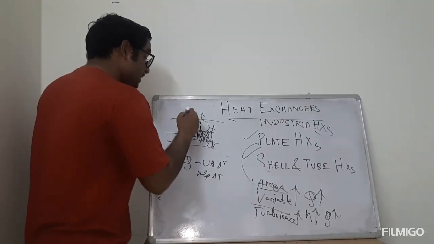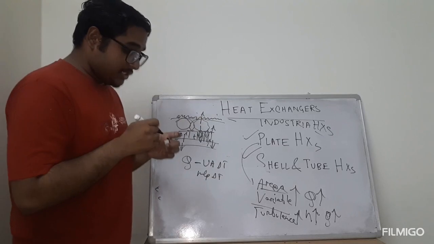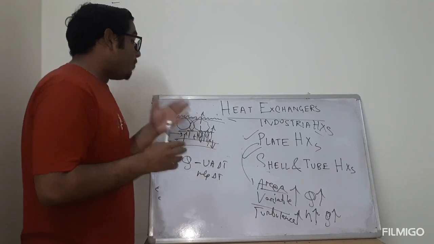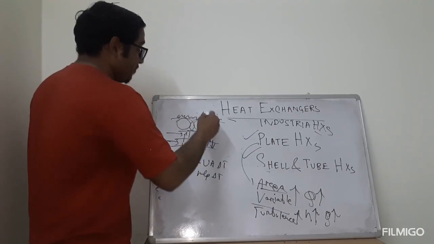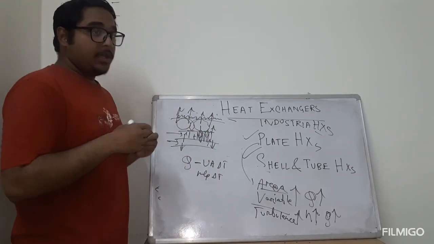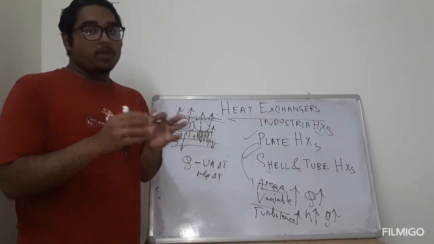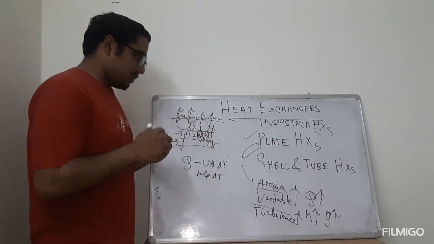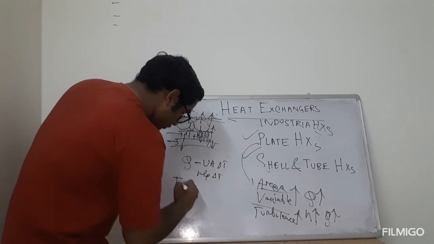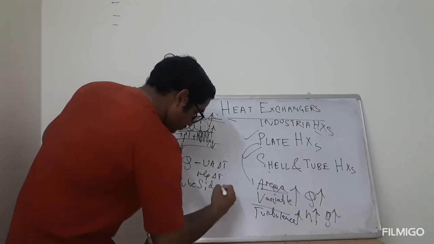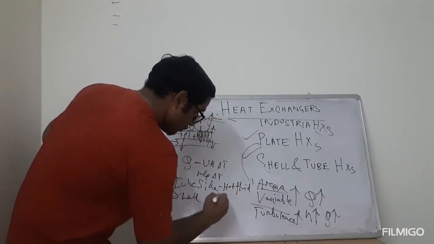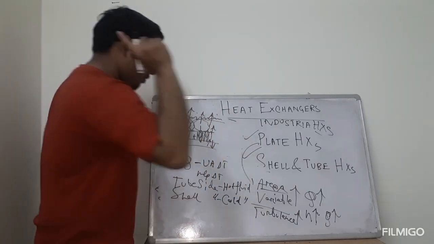Though there is an insulating material across the shell, still it is not preferred to keep a hot fluid in the shell, because no material is 100% insulating. So there will be some conductive loss or radiative loss outside the shell. But if it's in the tube, the entire heat of the hot fluid will be utilized by the cold fluid. So this is the thing. Shell and tube heat exchanger: tube side, hot fluid, and automatically shell side, cold fluid. This is the first principle.